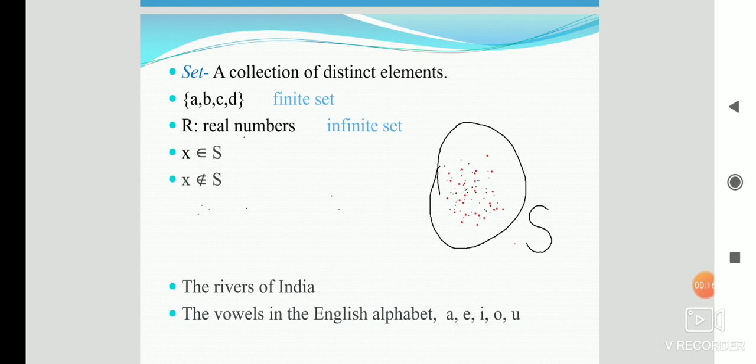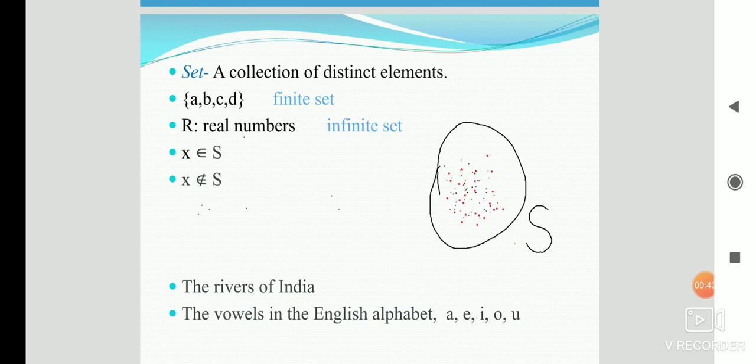A set is nothing but a collection of distinct elements. On the right hand side diagram you can see one set which is named S. There are certain dots in that set, some dots are red and some dots are blue. Those dots are nothing but the elements of that set. So a collection of distinct elements is called a set.